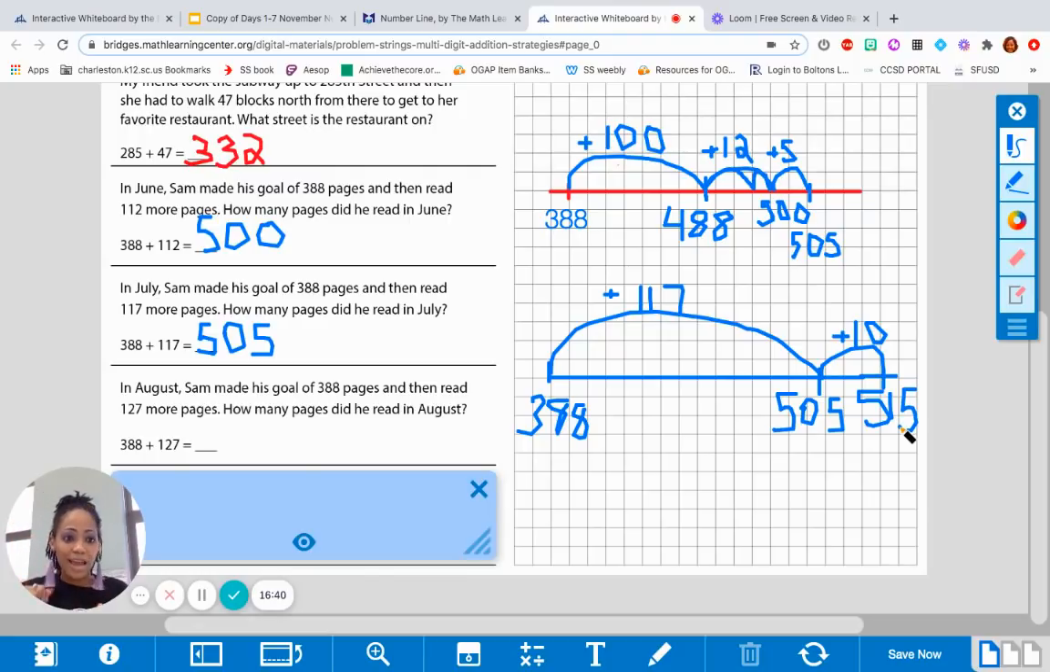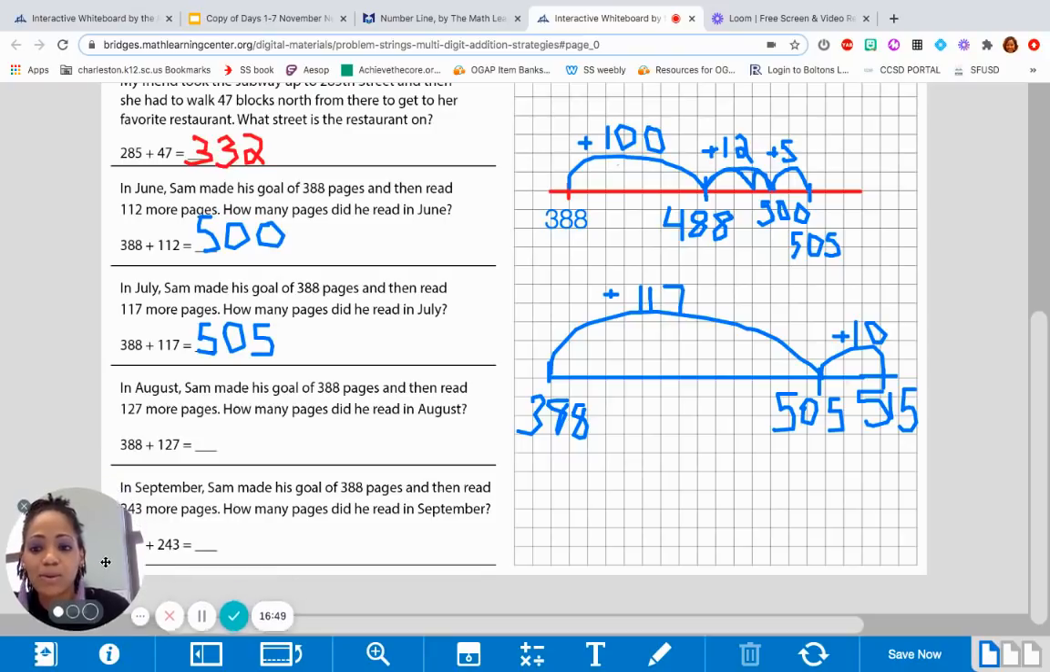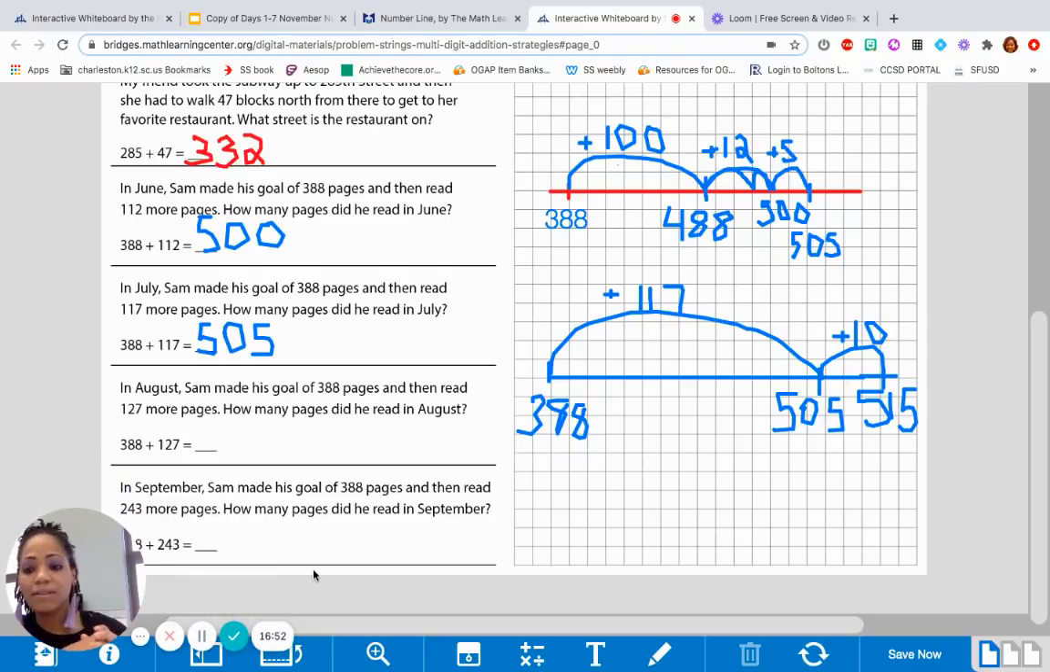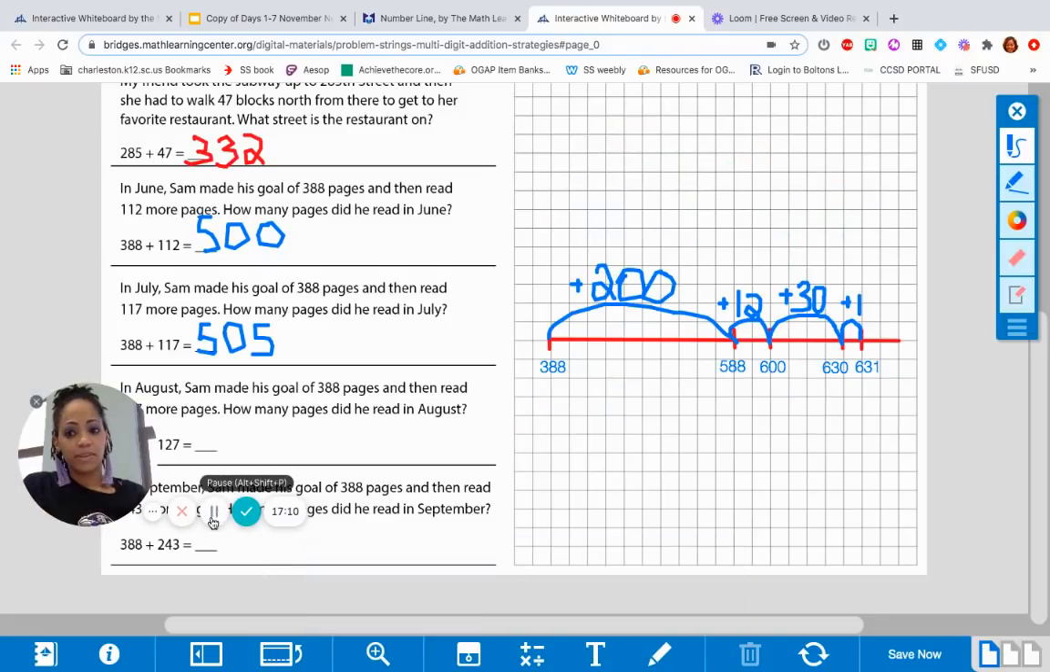Awesome job. Now we have one more for our problem string. Okay, let's see what it is. In September, Sam made his goal of 388 pages, and then he read 243 more pages. Whoa, that's a lot of extra pages, right? How many pages did he read in September? He's a reader. Go ahead and pause the video and work it out real quick. 388 plus 243.